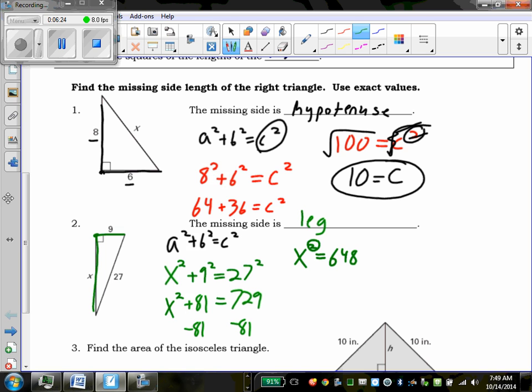Again, we need to get rid of the square, so we'll take the square root of both sides, giving us x equals, and the square root of 648 gives us a decimal. Remember, I would round to 2 decimal places for now, so 25.46 should be your answer. That missing leg has a length of 25.46.